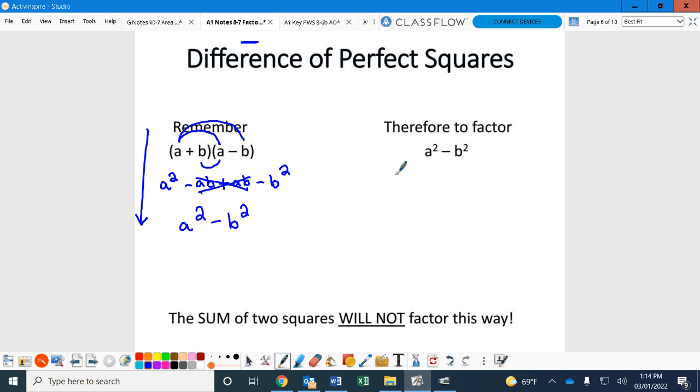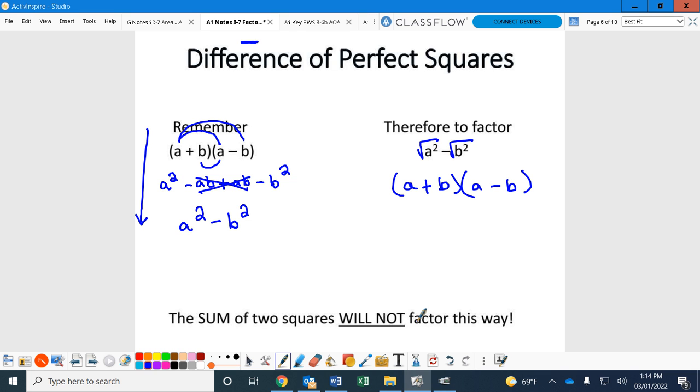So you set up two sets of parentheses. One of them is going to be plus, one of them is going to be minus, because that's how you cancel out the middle two terms. The square root of the first one goes to the front. Guys, what's the square root of A squared? A. What's the square root of B squared? B. There's your answer. You're done.